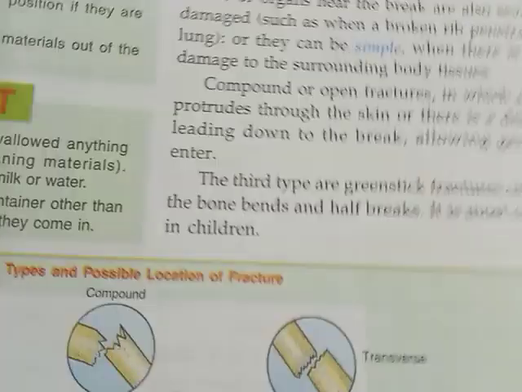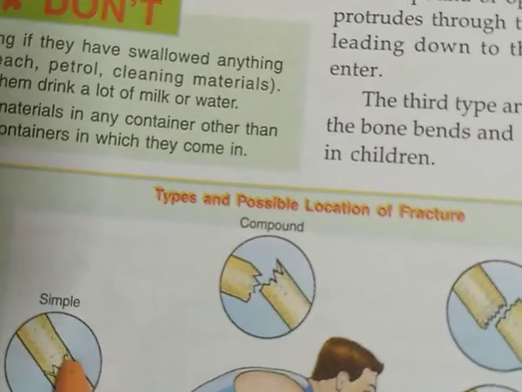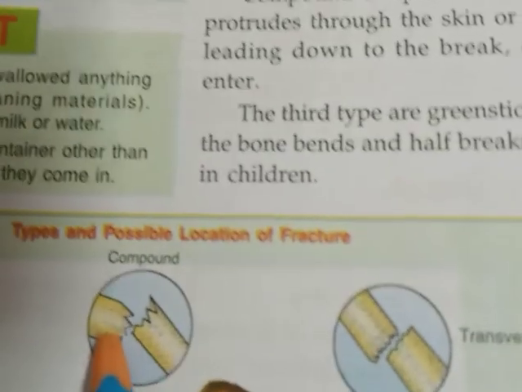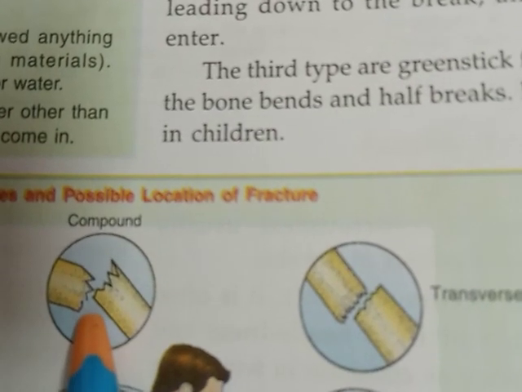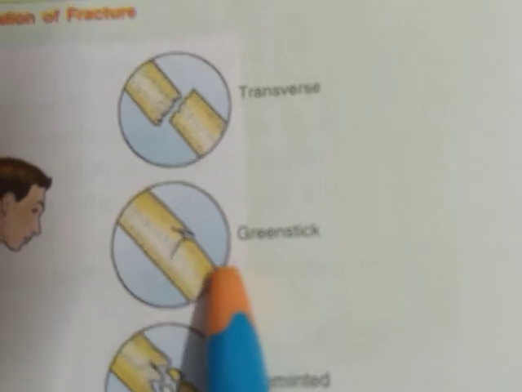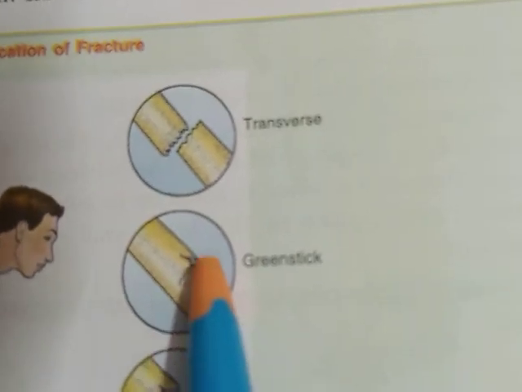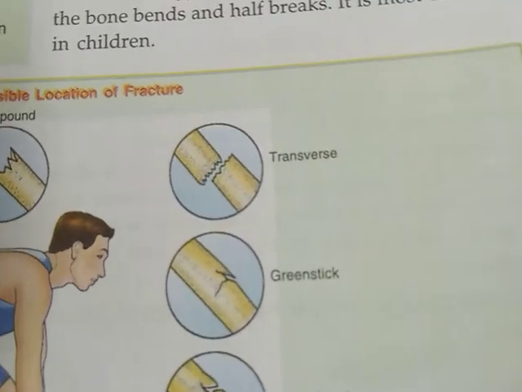See, here are the different types of fractures shown. This is the simple type of fracture. This is a compound fracture. You can see here. And this is the third type, that is a Greenstick fracture. Here the bone is bent and then it is broken. So this type is known as a Greenstick fracture.